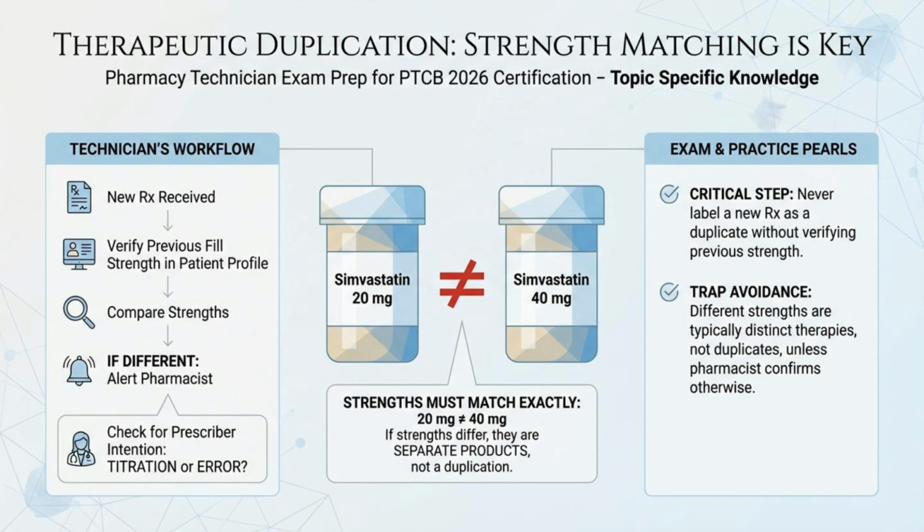Strength matching is key for therapeutic duplication. If a new prescription strength differs from the patient's profile, it is typically a distinct product, not a duplicate. Always alert the pharmacist to check for prescriber intent, such as titration or error.